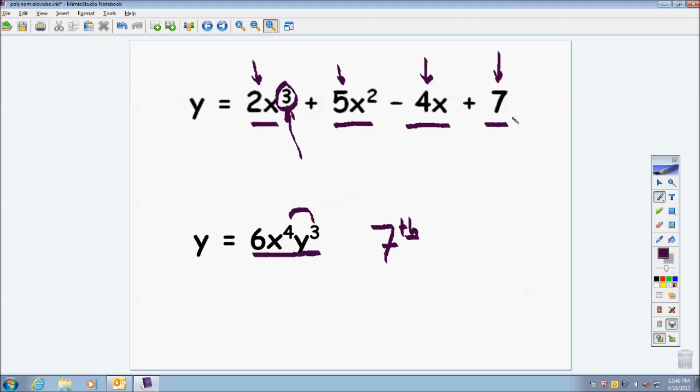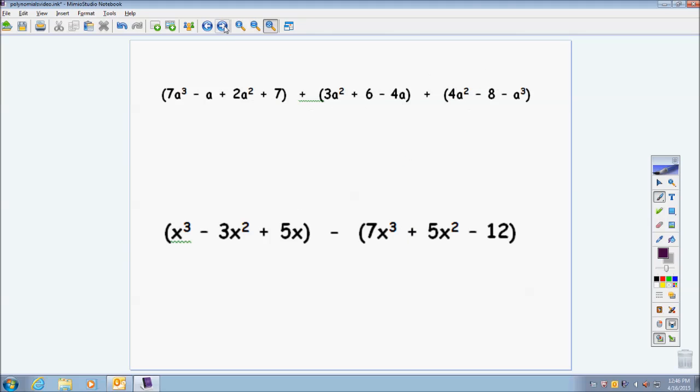I think that's good. You might be asked to find the y-intercept here. In that case, all the x's become 0, and you're left with this 7. So the y-intercept would also be 7, would also be the constant here. Okay, that's pretty much it for polynomials. I just want to make sure you know how to do that.